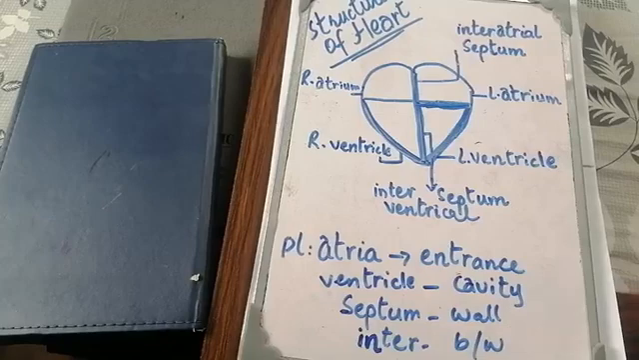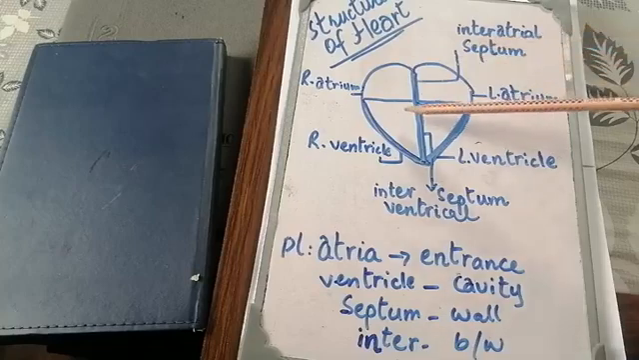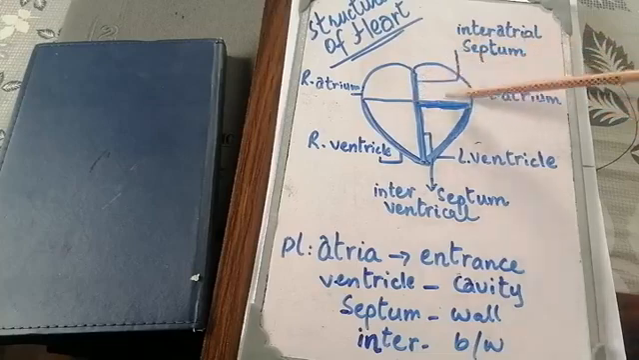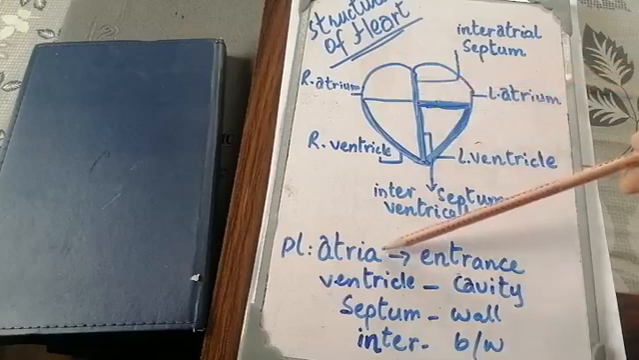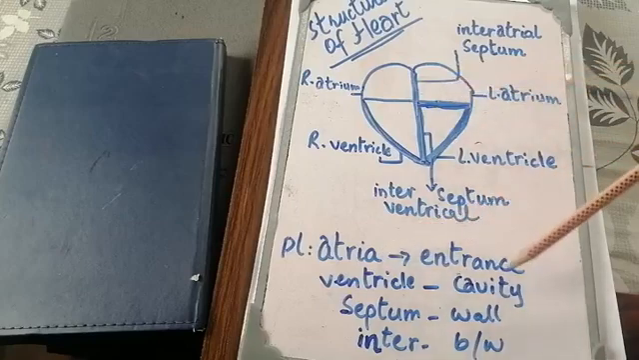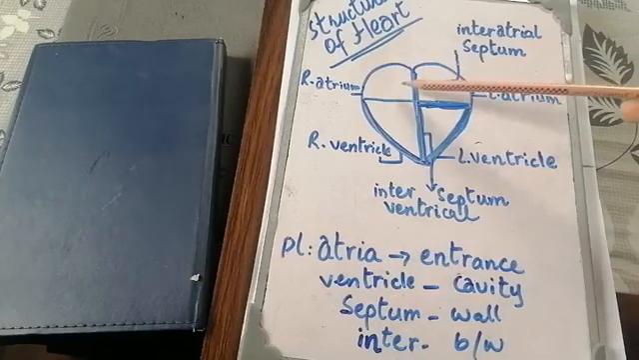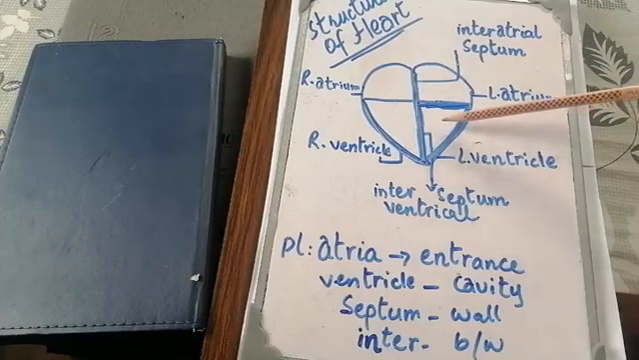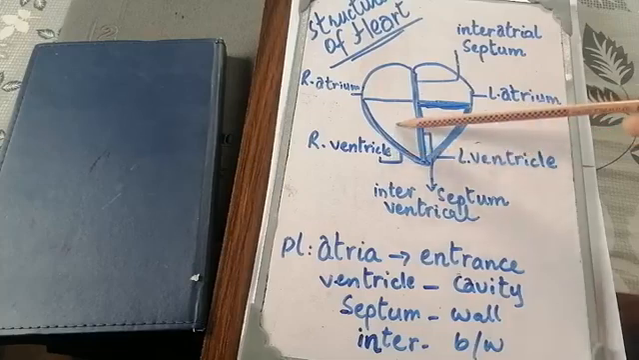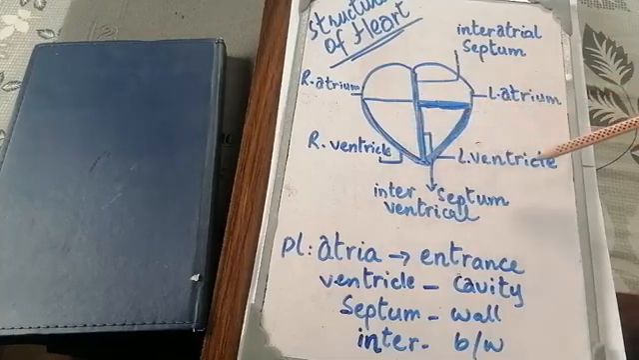Now in this diagram, you can observe the names of the chambers. This is the right side of the heart and this is the left side of the heart. Left and right are completely separated. The upper chambers are collectively called atria. Atria is a plural word. It means entrance. When we call one of them singular, it is known as atrium. This is the right atrium. This is the left atrium. And the lower chambers are known as ventricles. This is the right ventricle, and this is the left ventricle. Ventricle means sac or cavity.